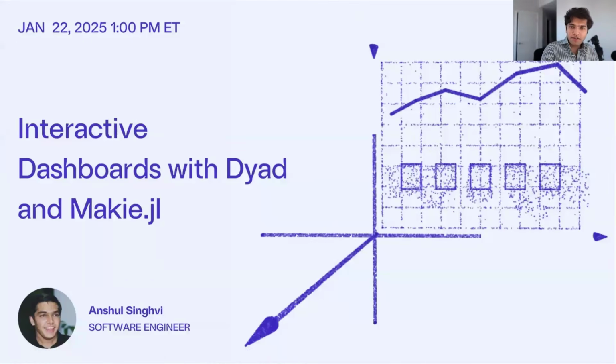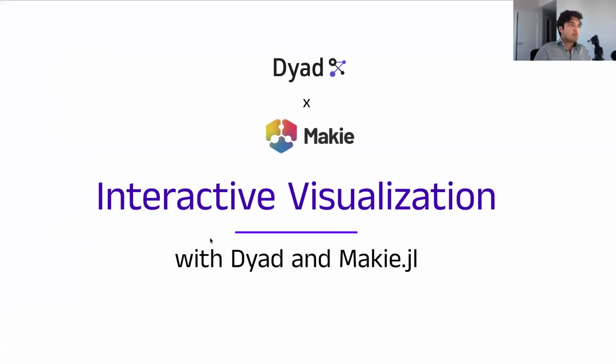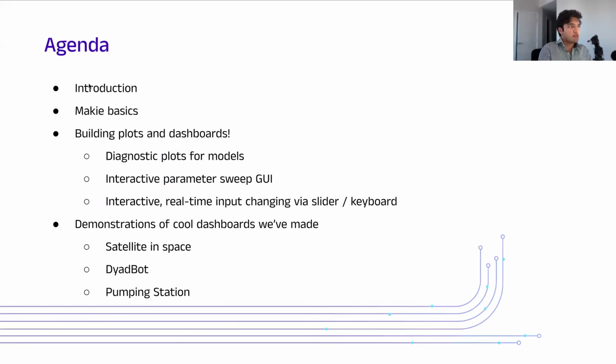Hey, everyone. Thanks for joining. Basically, today I'm going to talk about how you can use Dyad, which is JuliaHub's modeling and simulation platform, together with Makie.jl, which is a data visualization library in Julia, to create some cool interactive plots and dashboards.